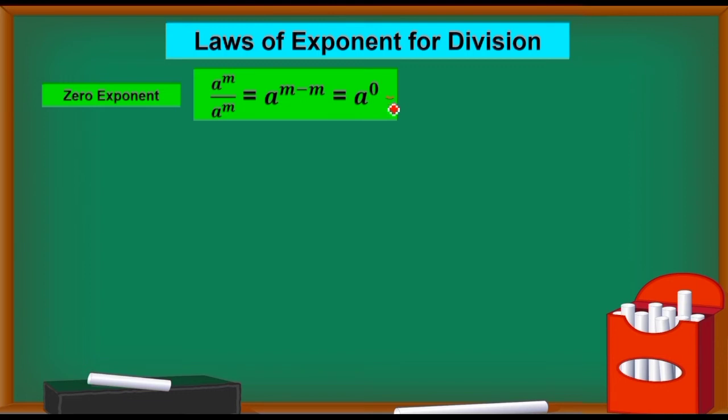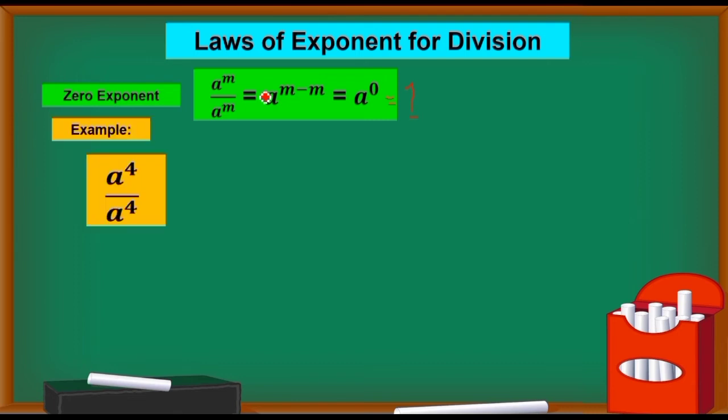And a raised to 0 would be equal to 1. Yun po tatandaan natin. Ma'am, bakit po naging 1? For example, 5 divided by 5, the answer is 1. So, parang ganun lang din po sa ating laws of exponent. Kaya naging, ang sagot natin, any number that is raised to 0, the answer is 1.